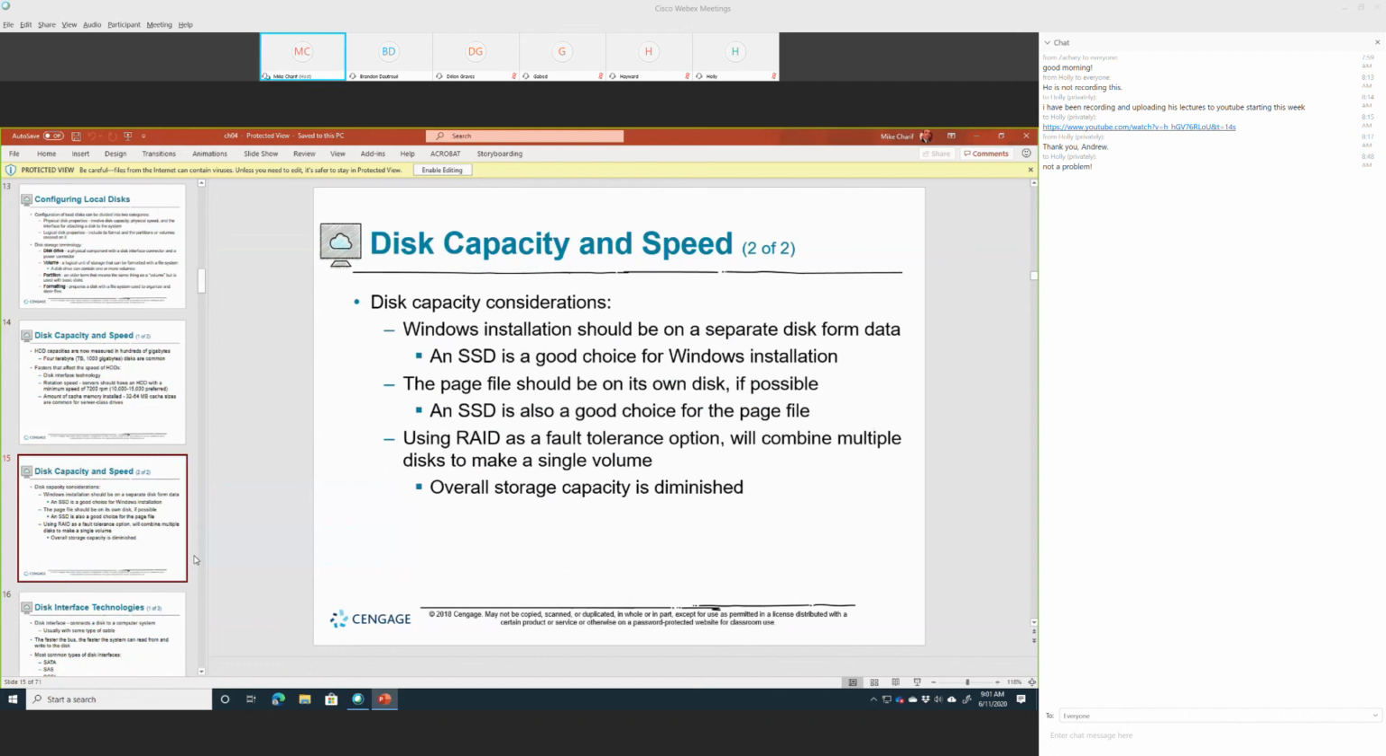Use RAID as a fault tolerance option. It will combine multiple disks to make a single volume. Okay, that's the question for you. In order to do that, using RAID as a fault tolerance option, combining multiple disks to make a single volume, what do I need to do? Suppose we have all these drives available and plug them into the computer. What's the first step I need to do? I need to change the disk from what to what? Let's see who's going to answer that question.